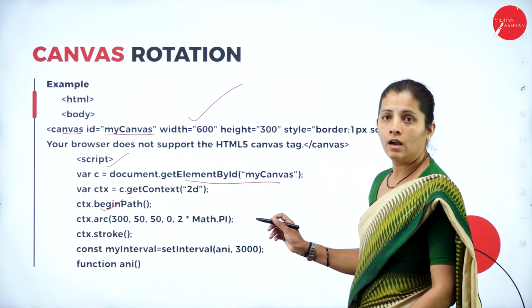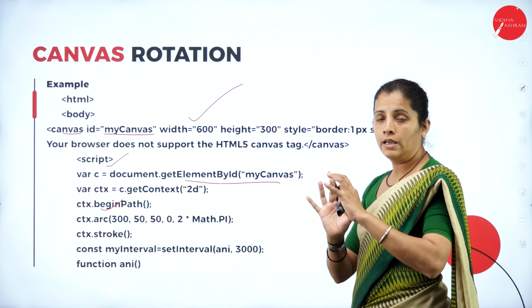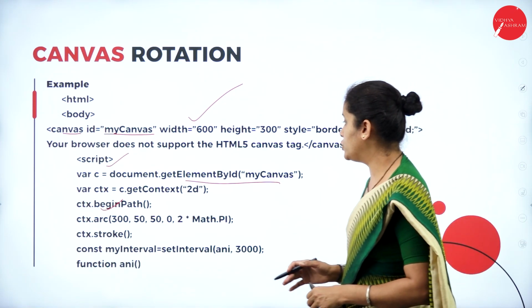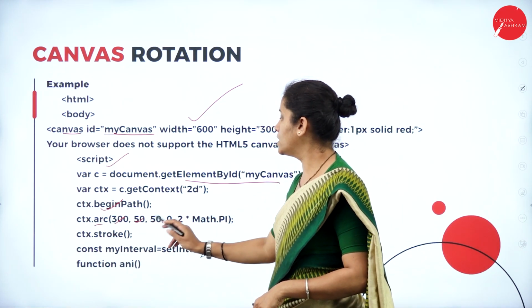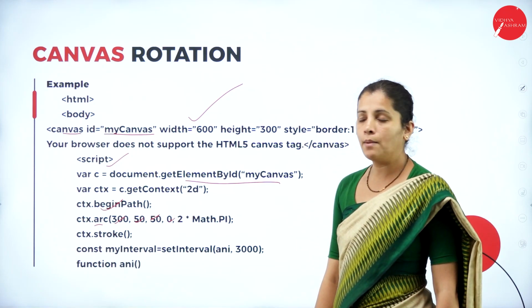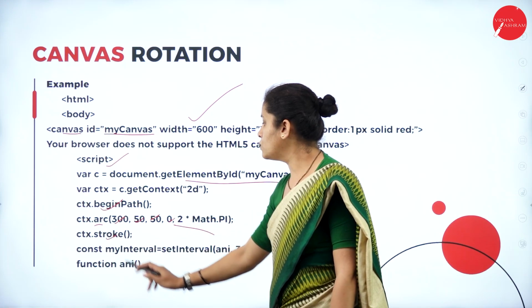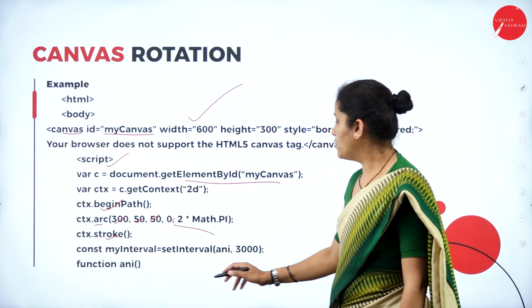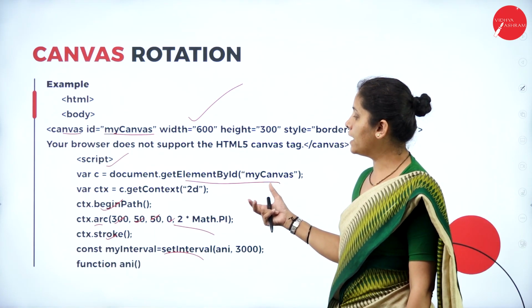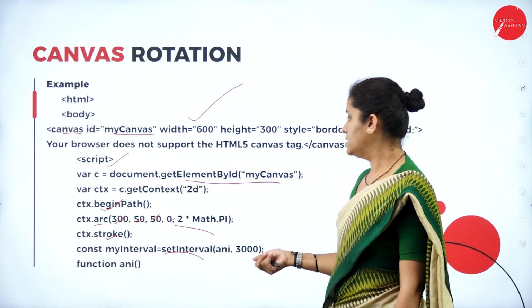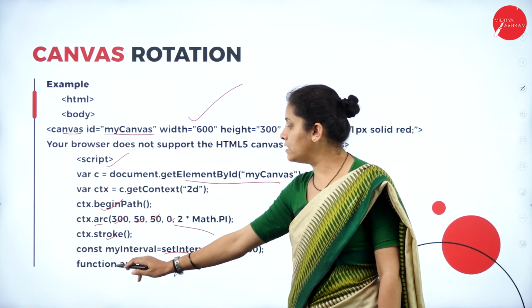See here, I have the object. I want to rotate the object in the clockwise direction. See here, arc, x coordinate, y coordinate. I'm going to specify the radius. Then stroke, I'm going to set the interval. This is the way I can apply the rotation. I'm going to call the function. I'm going to create the function.